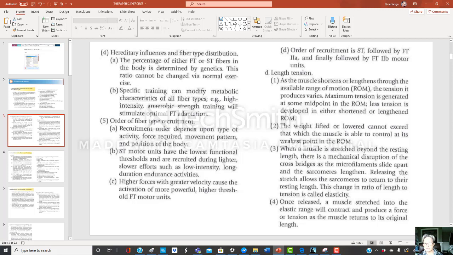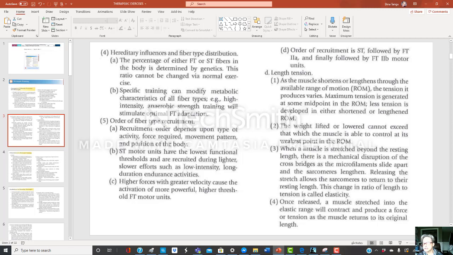Length tension. As the muscle shortens and lengthens through the available range of motion, the tension it produces varies. Maximal tension is generated at some midpoint in the range of motion. Less tension is developed in either shortened or lengthened range of motion. The weight lifted or lowered cannot exceed that which the muscle is able to control at its weakest point in the range of motion.